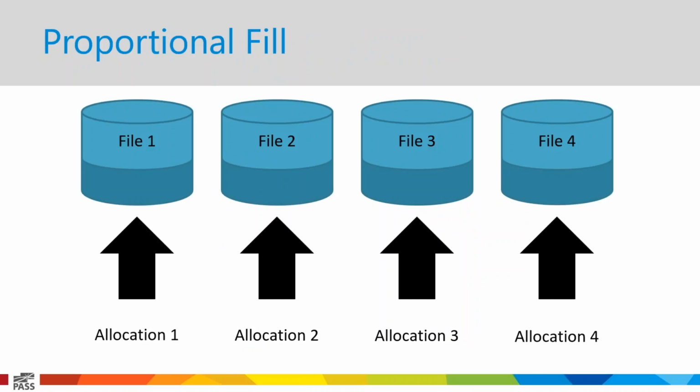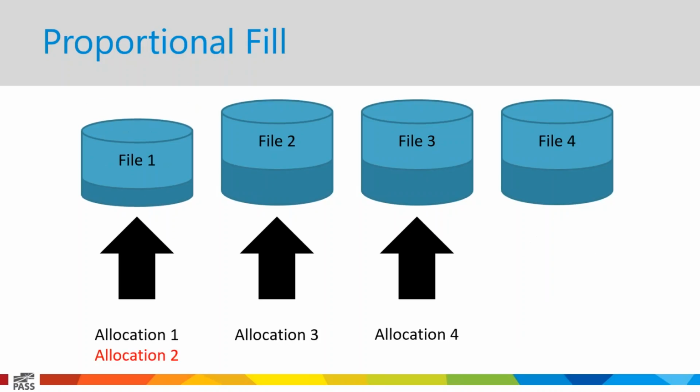Now, the trick is, not only do you have to have multiple files, but they need to be the same size. So when you have multiple files of the same size, allocations occur in a proportional round-robin fashion. 1, 2, 3, and 4 go to files 1, 2, 3, and 4, etc. But if you have one file that's smaller than the rest, SQL Server is going to try to make it catch up to the others by allocating more to that smaller file than to the others. In this case, we would have more allocations occurring to file 1 than to files 2 through 4, and so we would start running into contention on just that one file.